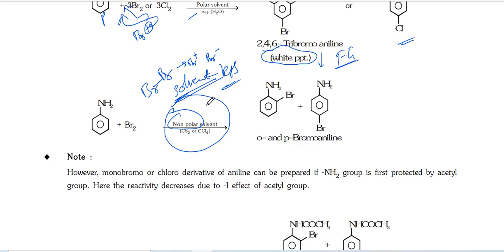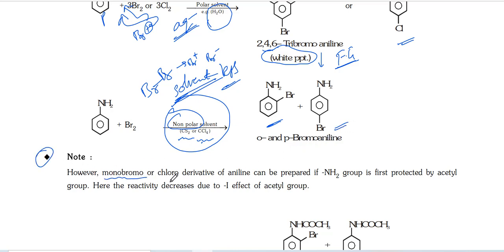But in non-aqueous, non-polar solvents, the ionization takes place slowly. That's why this reaction takes place slowly, and only monohalogenation takes place. The non-polar solvents here are CS2 and CCl4. The polar solvent is generally water; generally we take aqueous. In aqueous, 3 bromines are substituting. In carbon disulfide and carbon tetrachloride, only 1 bromine is substituting. Note point.